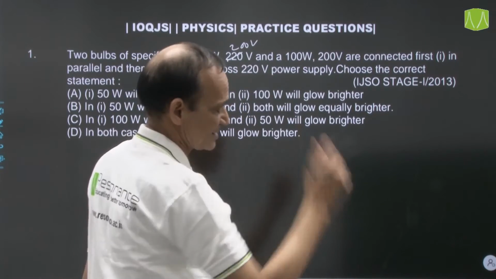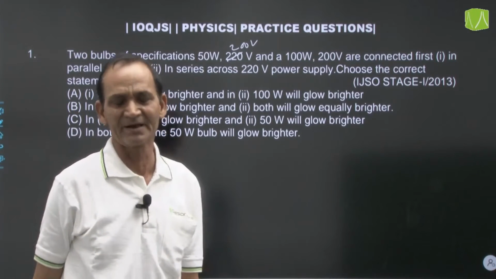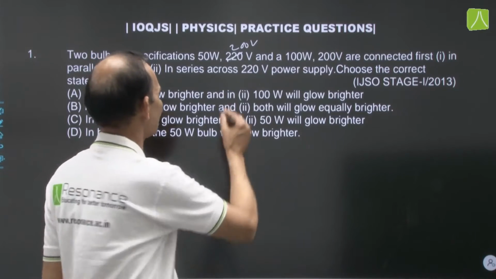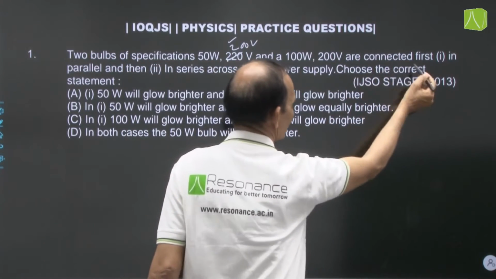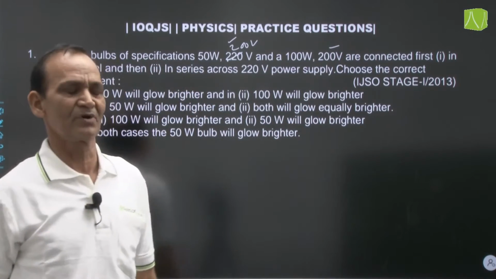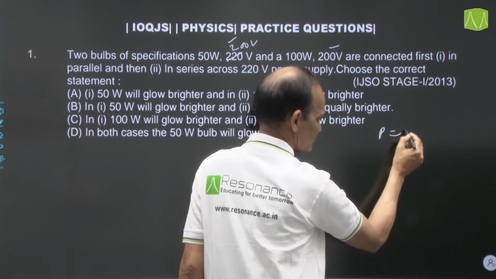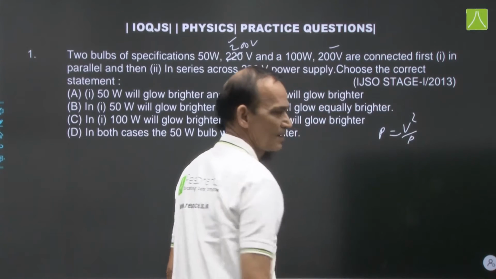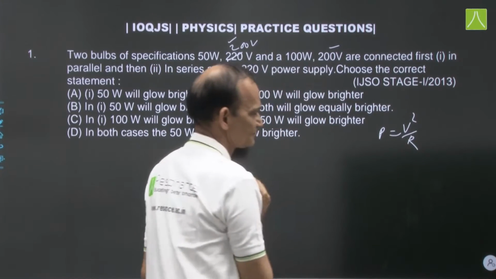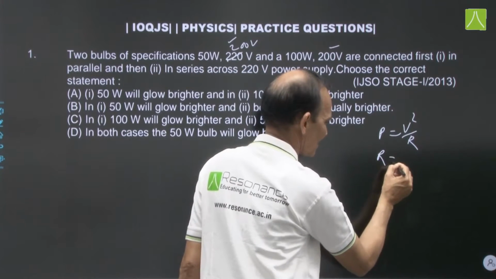Think about it. The resistance of the bulb will never change. It may change slightly with the temperature. It is calculated by the rated voltage. Rated voltage means this voltage: 220 volt, and that is 100 watt, 200 volt. So what is the resistance? P is equal to V square upon R. We can calculate R. R will be equal to V square upon P.